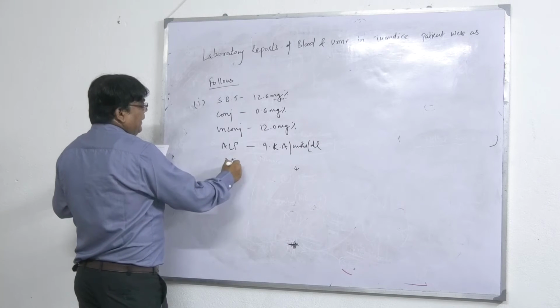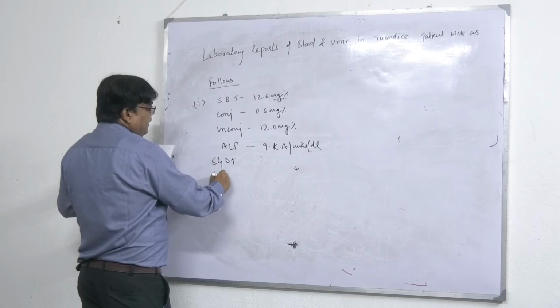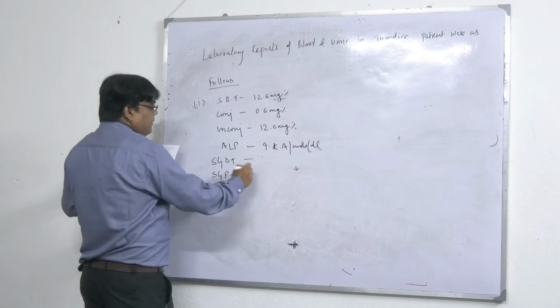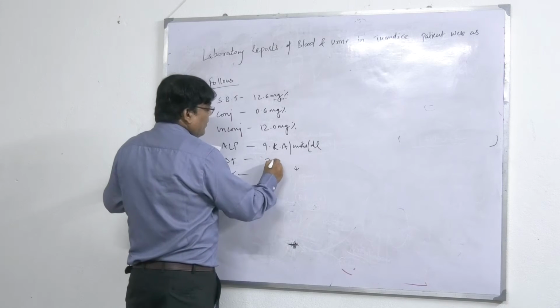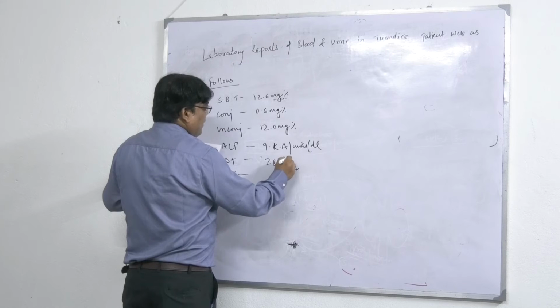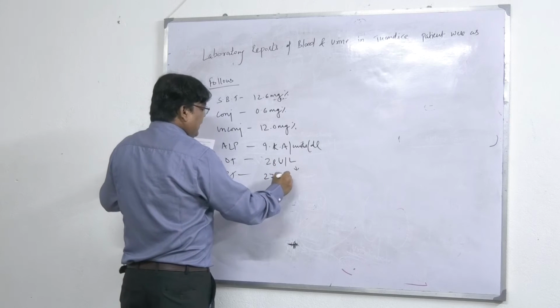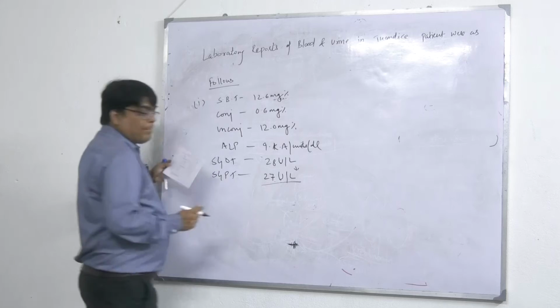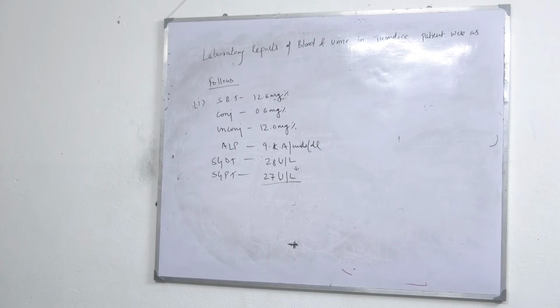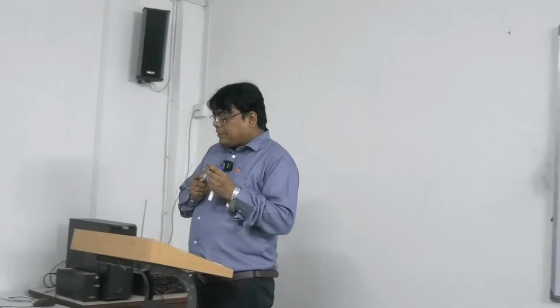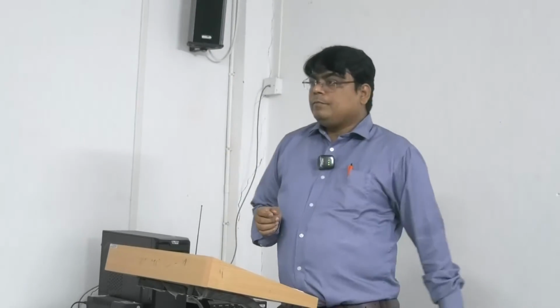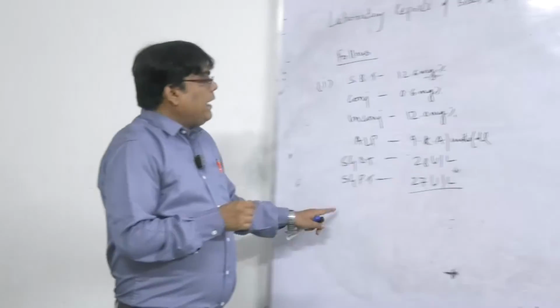And SGOT, SGPT. What is the full form of SGOT and SGPT? Very good. Transaminases. Transaminases are a special class of enzymes. What is the function of these transaminase enzymes? Transfer of amino groups. Okay. And these are our blood reports.